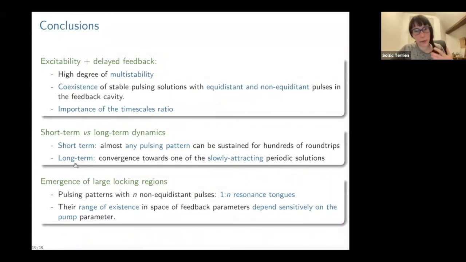And here we see that we always have a convergence towards one of the slowly attracting periodic solutions, and these correspond to different kinds of pulsing patterns. Interestingly, we can have the emergence of very large locking regions, which correspond to pulsing patterns with n non-equidistant pulses, and these emerge from 1,n resonance tongues. Their range of existence in the space of feedback parameters, so feedback delay and feedback strength, depends very sensitively on the pump parameter. And this is of interest because the pump parameter is the main control parameter in an actual experiment.